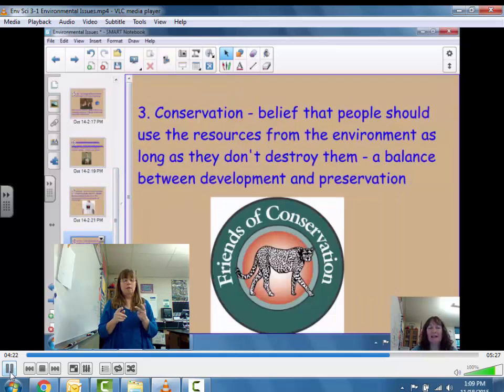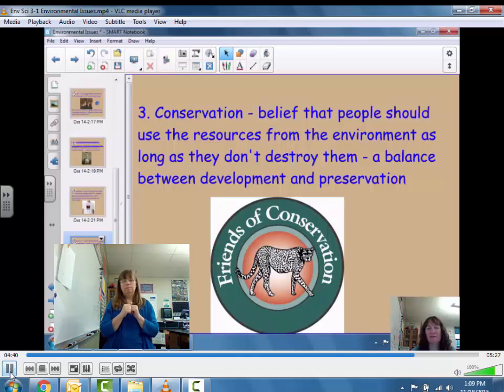The third one is kind of in the middle of those two. It's called the conservation viewpoint, and this is probably where most people fall. It's the belief that people should use the resources from the environment as long as they don't destroy them. It's kind of a balance between the development and preservation viewpoints.